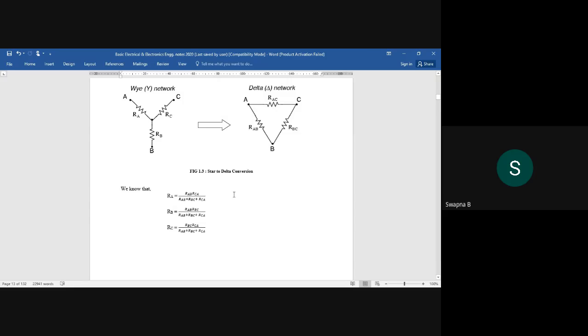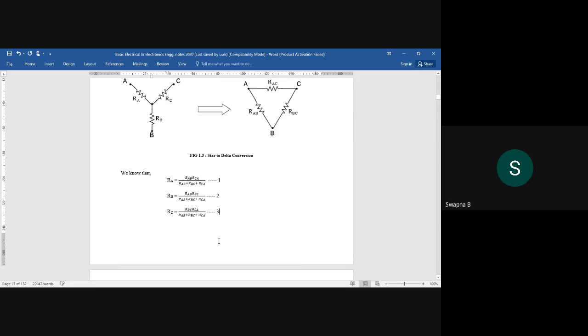Mark these equations. One, this is equation number one. Equation number two, then equation number three. Three equations marked 1, 2, 3. Okay, so now we are going to do the derivation.